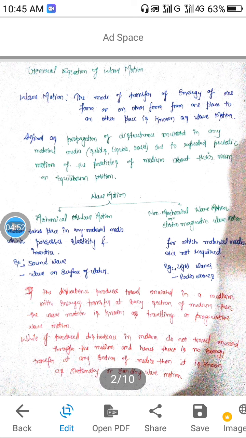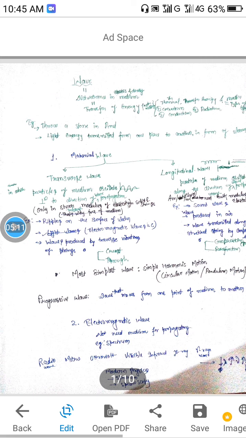If the disturbance travels onward in the medium with energy transfer at every section of the medium, then the wave motion is known as traveling wave motion or propagating wave motion. So it is divided into two forms, mechanical and non-mechanical. You understand the two types. Now the mechanical wave is also divided into two categories. First, transverse wave. Second, longitudinal wave.